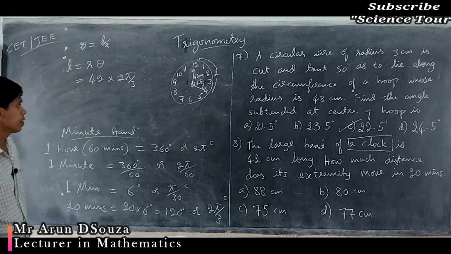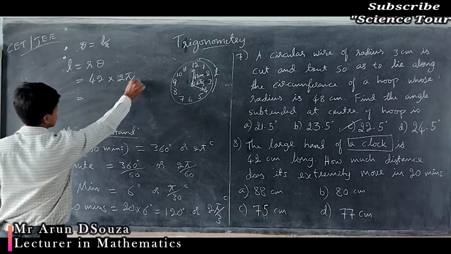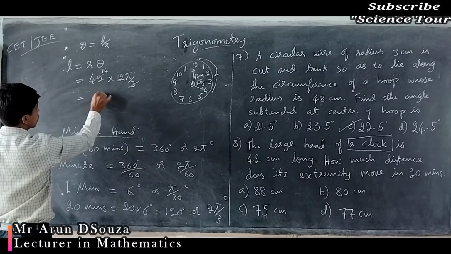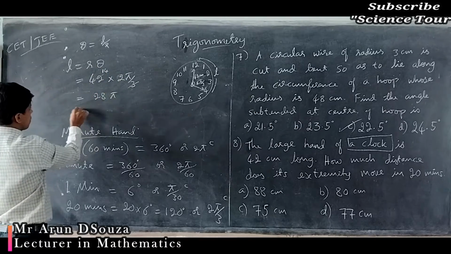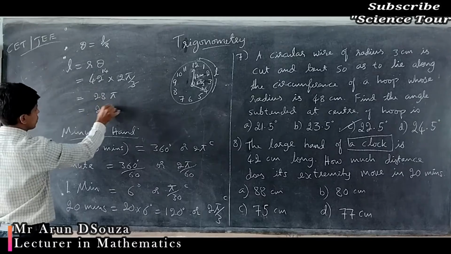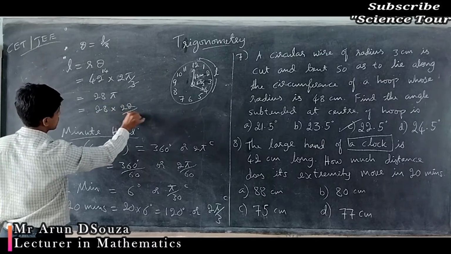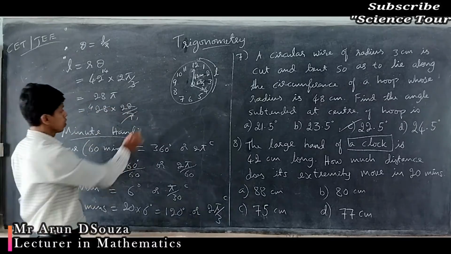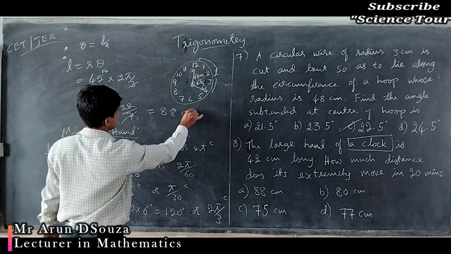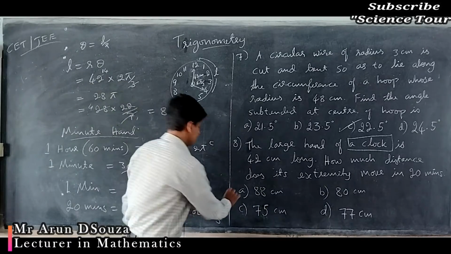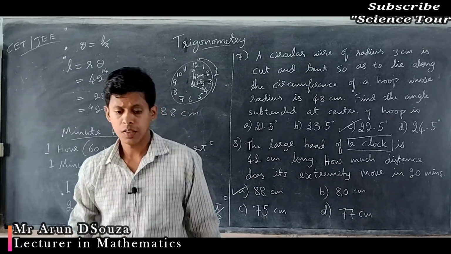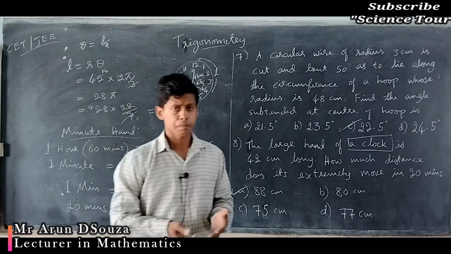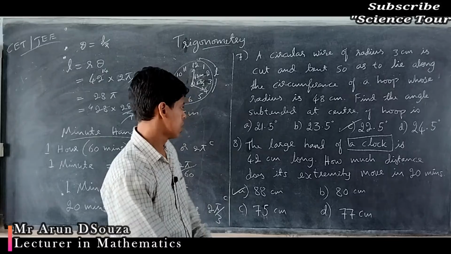Now simplify this. 3 ones are 3, 3 fourteens are 14. So 2 into 14 is 28 pi. Now replace this pi with 22 by 7: 7 ones are 7, 7 fours are 4, 4 into 22. So that is 88 centimeter. So 88 centimeter is in the first option. Therefore, the first option is the answer for question number 8. So that completes 8.